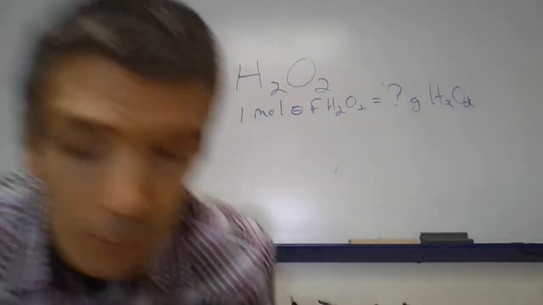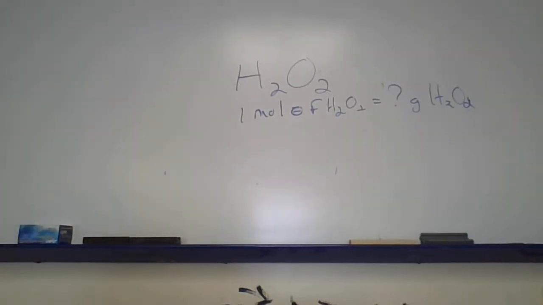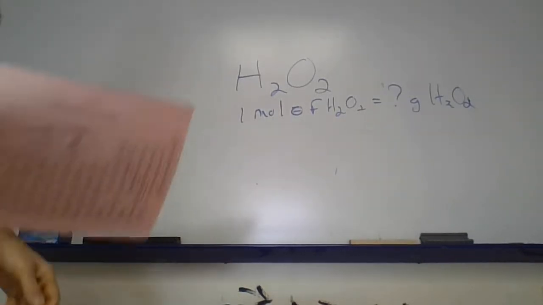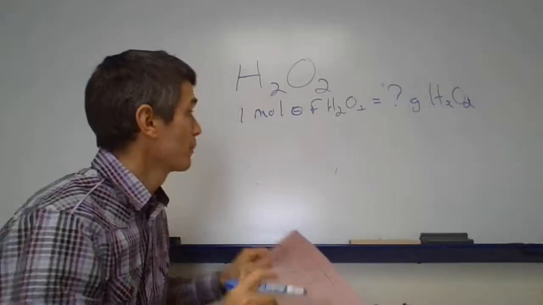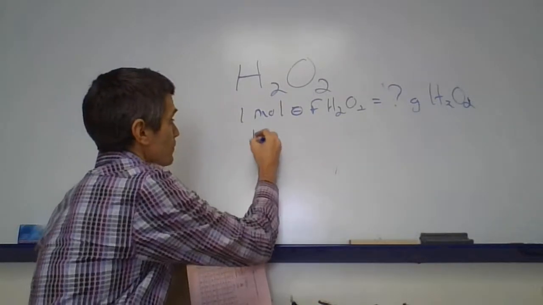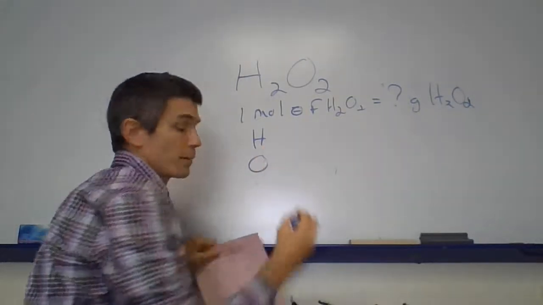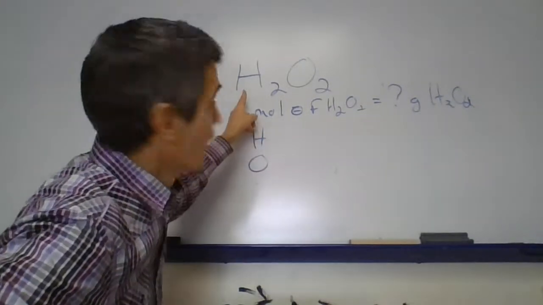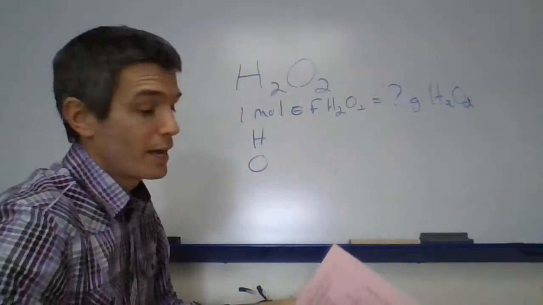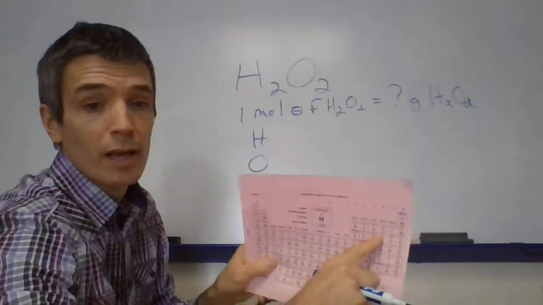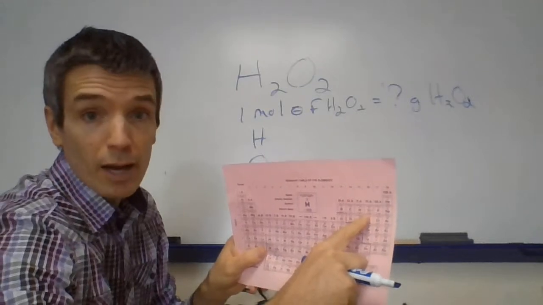I've got to get a periodic table. Now, I need a periodic table. All right? The first thing I'm going to do, I'm going to determine the elements that I have. Just look at the formula. I've got hydrogen and I've got oxygen. All right? And then I look at this and I find their atomic mass.